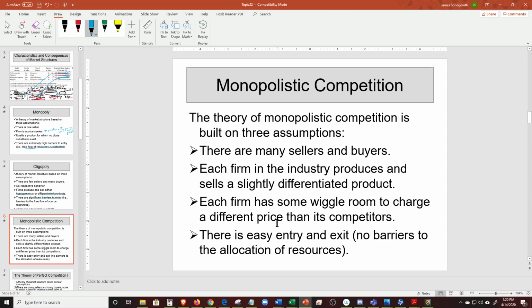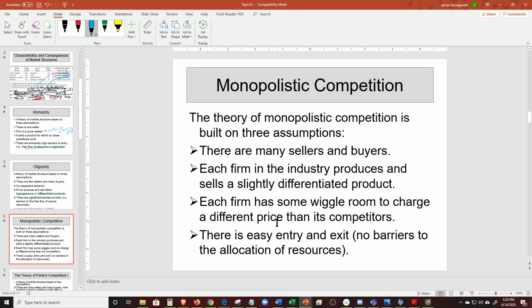Each firm sells a slightly differentiated product, and because of that, each firm has some wiggle room to charge a different price than its competitors without losing all of their customers, because customers tend to be loyal to firms that they like the most. And so the firms that they like the most could exploit them, I guess, quote unquote, by charging a slightly higher price for their products.